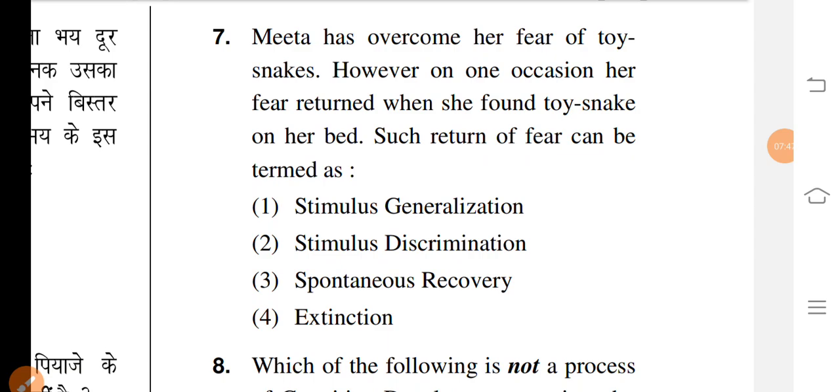Meeta has overcome her fear of toy snakes. However, on one occasion her fear returned when she found a toy snake on her bed. Such return of fear can be termed as.